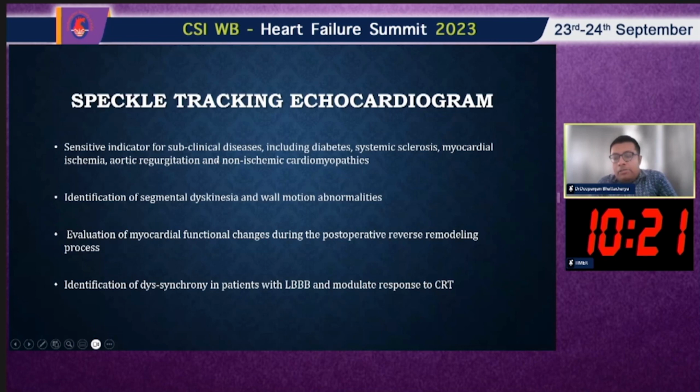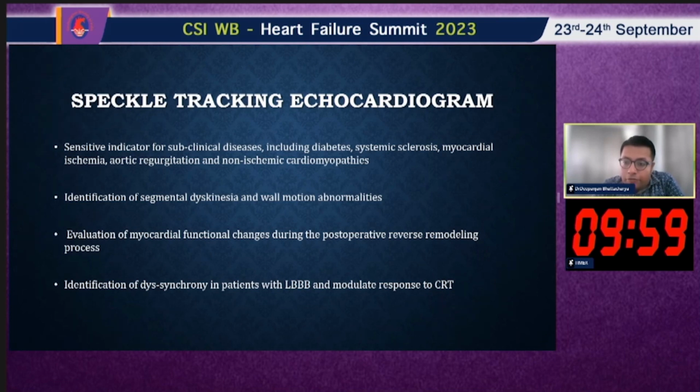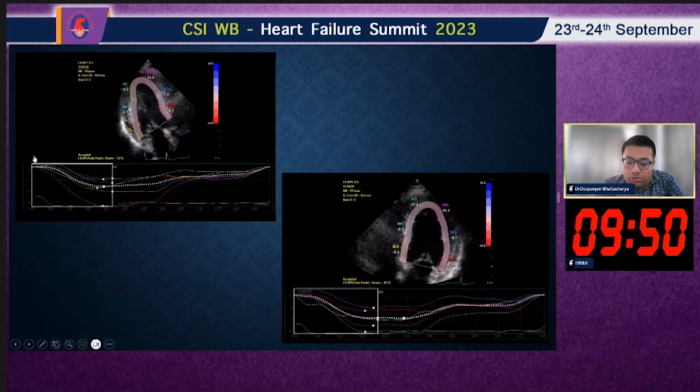So next, coming to strain imaging. It's a sensitive indicator for subclinical disease. We can detect patients with heart failure even earlier, and we can diagnose patients who have got infiltrative cardiomyopathies as well as non-ischemic cardiomyopathies. We can give a better delineation of segmental dyskinesia and wall motion abnormalities, and we can also assess the postoperative reverse remodeling process. And in patients with LBBB, we can identify dyssynchrony as well as modulate the response to CRT.